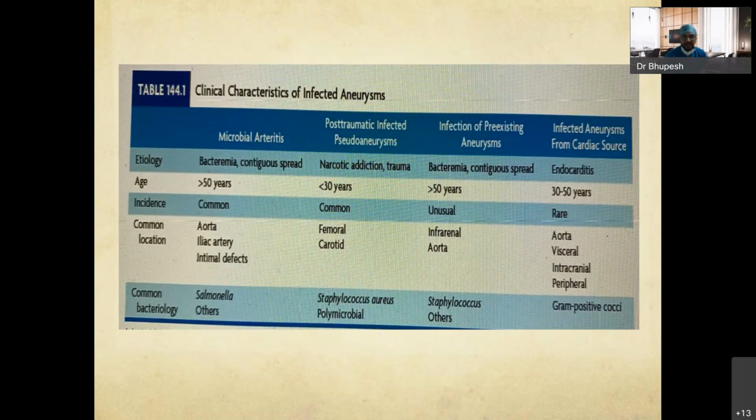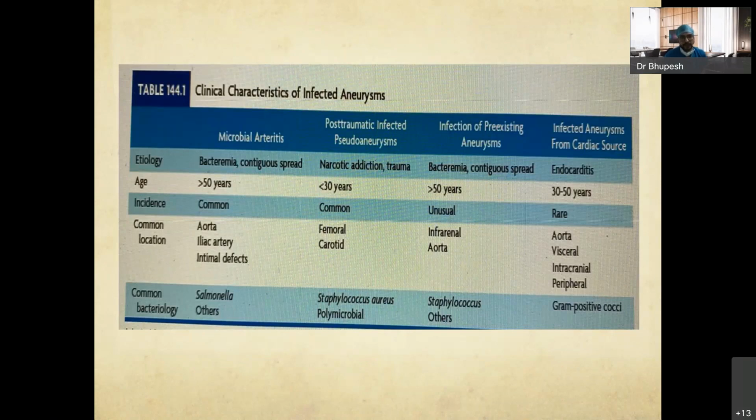These are the comparison between all four which we just saw. In this, we found out that post-traumatic infective pseudoaneurysm and infective aneurysm from a cardiac source occur in a young group: post-traumatic infective pseudoaneurysm less than 30 years, and infective aneurysm from cardiac source in 30 to 50 years. The microbial arteritis and infection of pre-existing aneurysm occur mostly above the age of 50 years. And the first two are more common. The last one, from the cardiac source, is very rare.